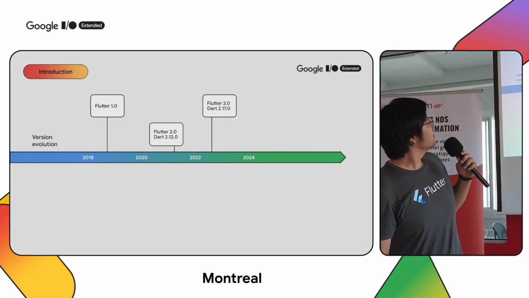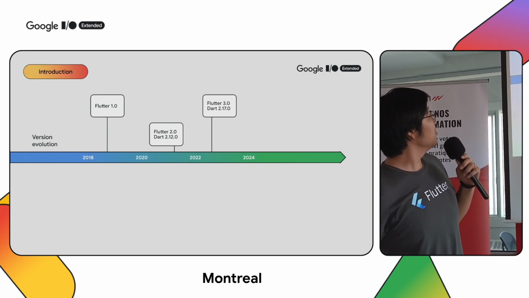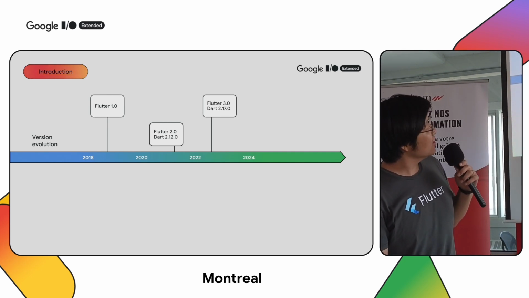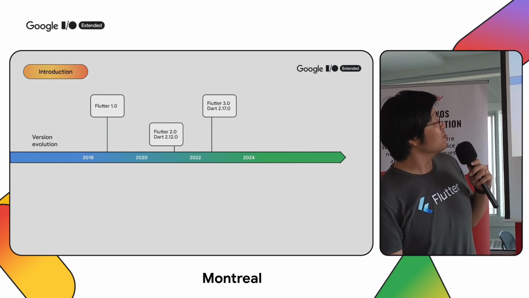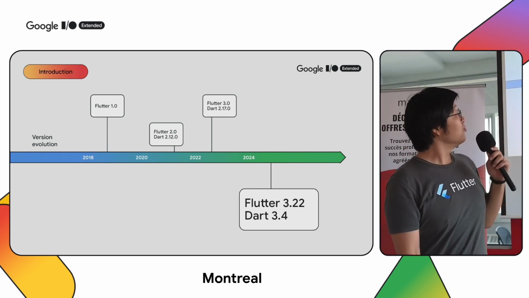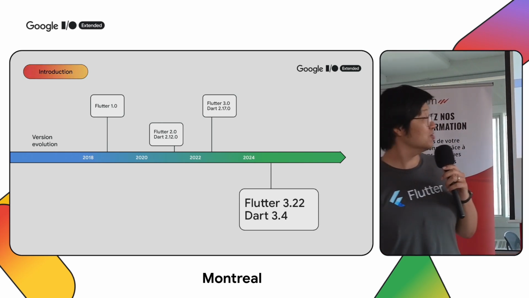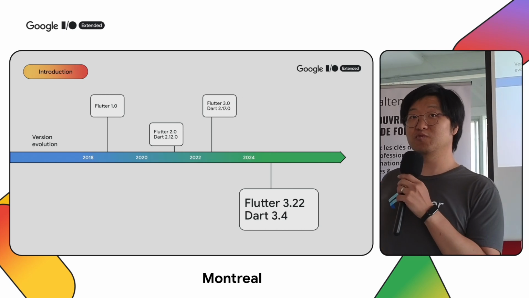All right, so just versions. Flutter 1.0 was introduced in 2018, and then 2.0 and 3.0. And now we have Flutter 3.22 and Dart 3.4. That's what we're going to talk about today.